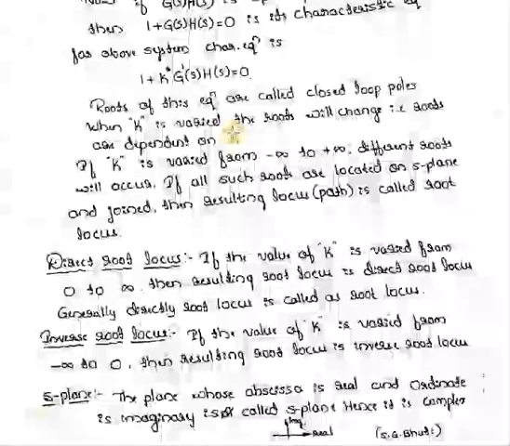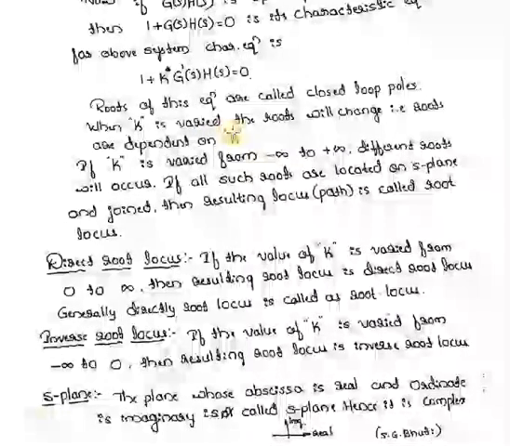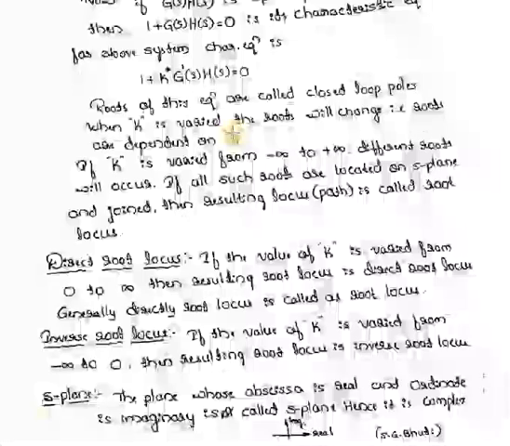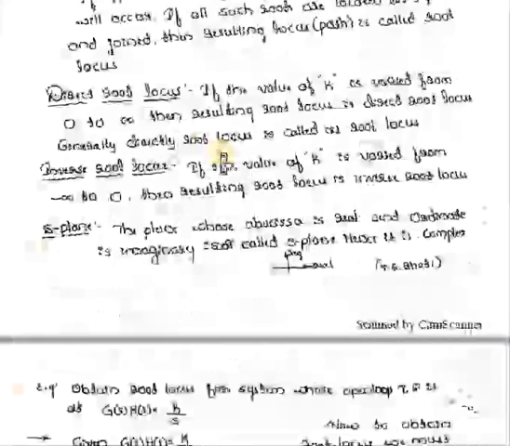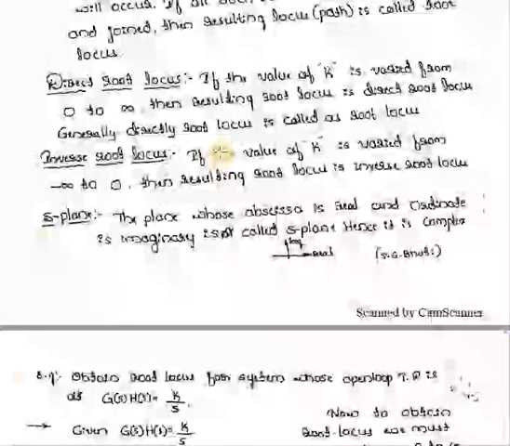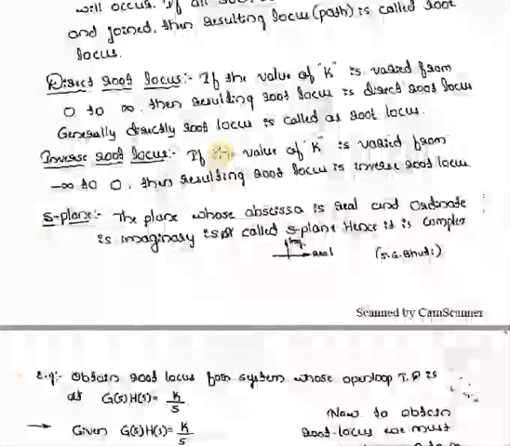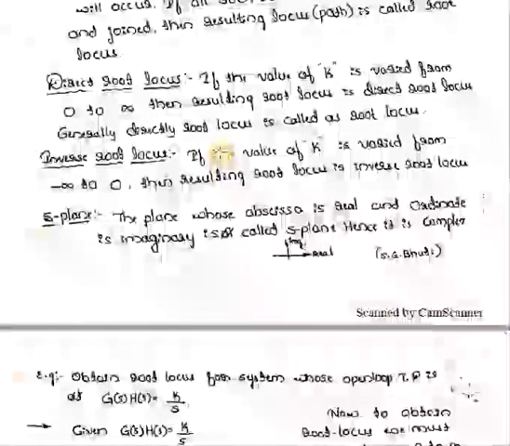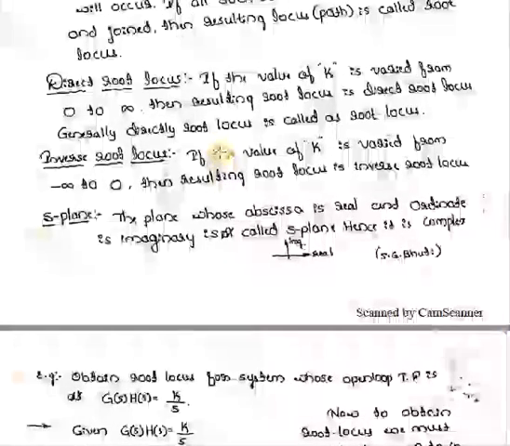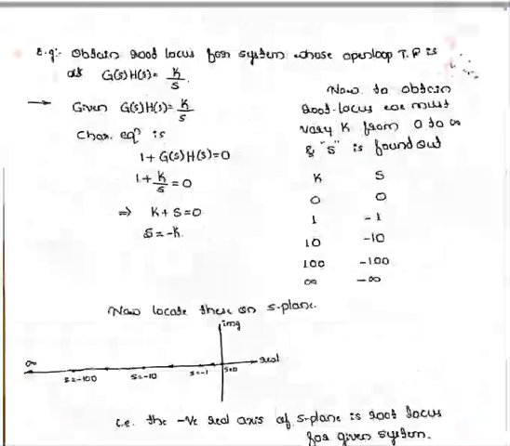In the earlier discussion I mentioned one term, S plane. So what do we mean by S plane? First we need to understand that. The S plane is a plane whose abscissa is the real axis and ordinate is the imaginary axis. That is, the x axis is the real axis and the y axis is the imaginary axis.